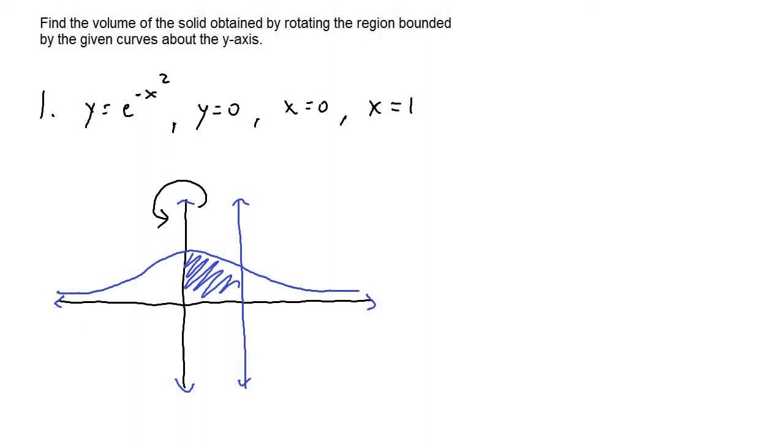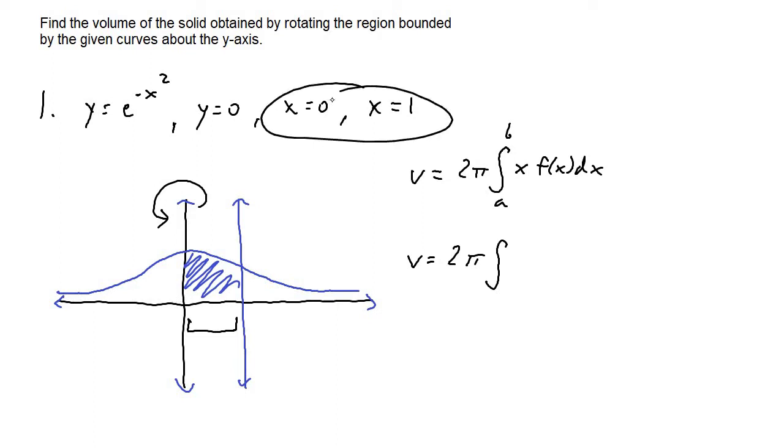Now with the shell method, because we're rotating around the y-axis, we're going to use x bounds. So the formula, once again, the volume equals 2 pi times the integral from a to b of x times f of x dx. So if we go ahead and fill in our information, volume equals 2 pi times the integral. Now we are using x bounds once again, so our x bounds range from x equals 0 to x equals 1. So our bounds go from 0 to 1.